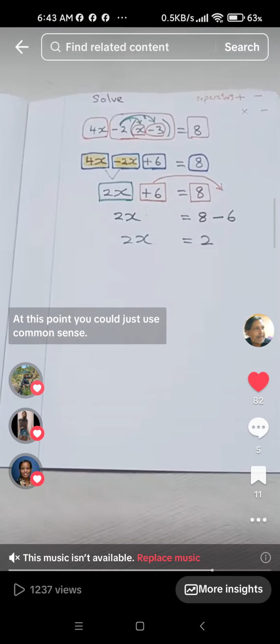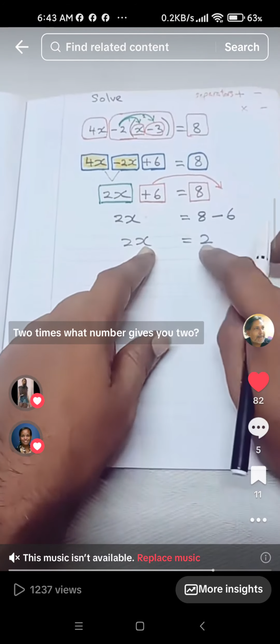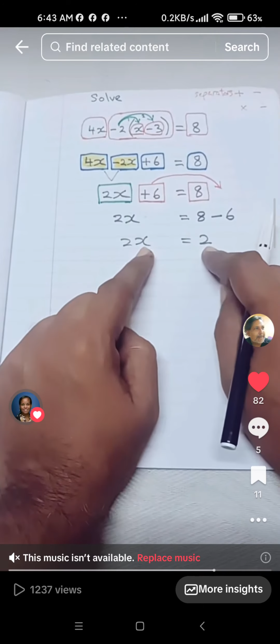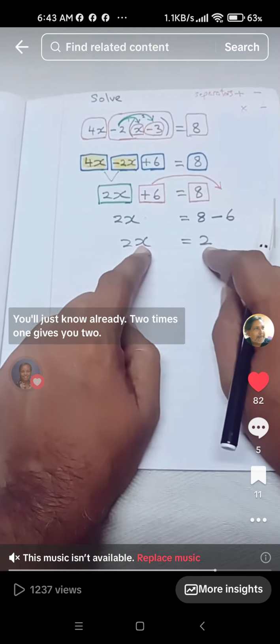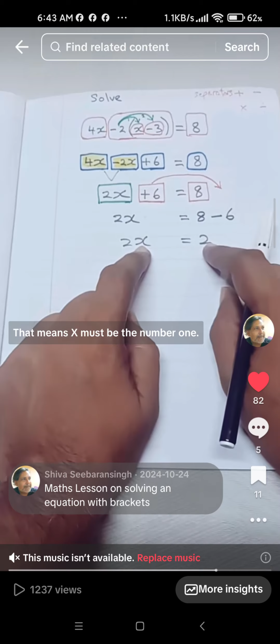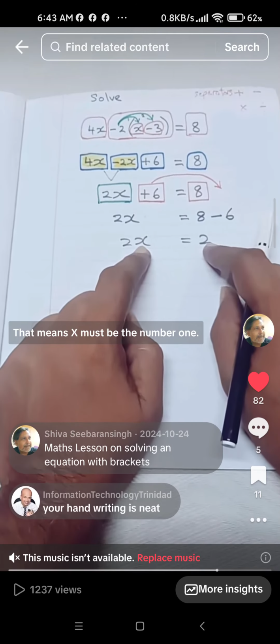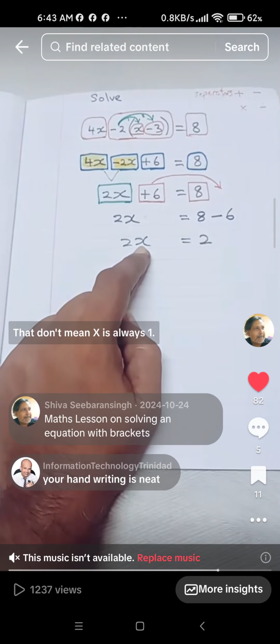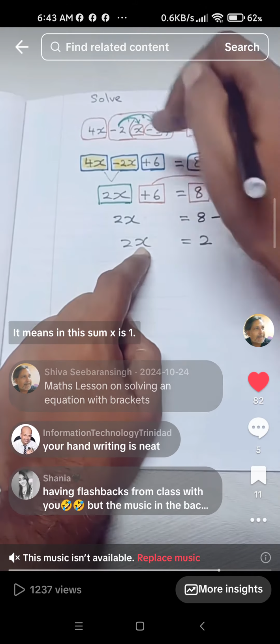At this point you could just use common sense. 2 times what number gives you 2? You just know already. 2 times 1 gives you 2. That means x must be the number 1. That doesn't mean x is always 1. It means in this sum, x is 1.